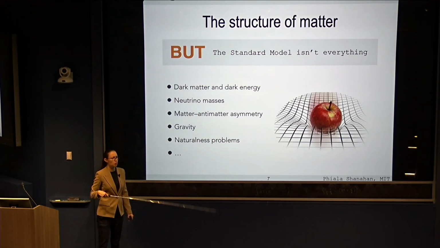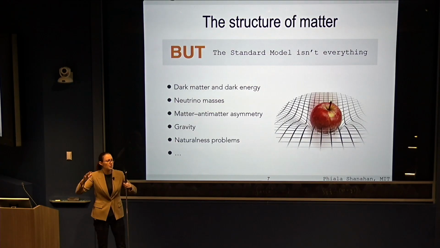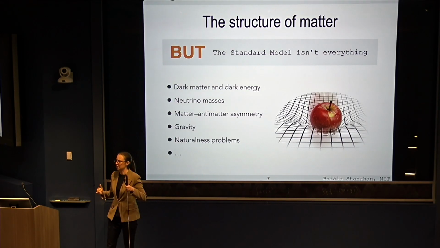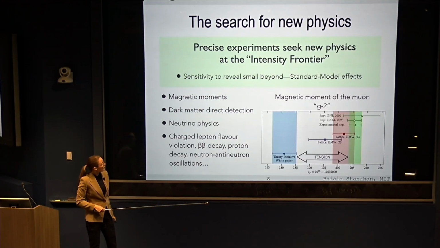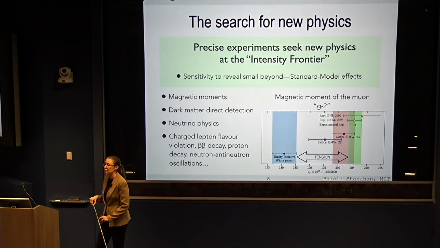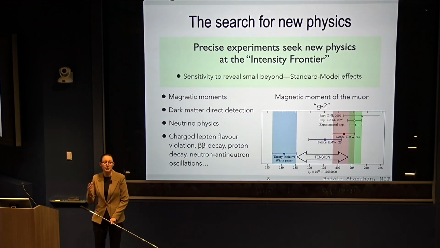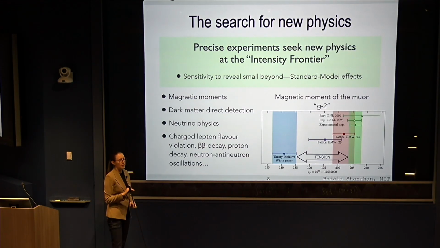There are naturalness problems. Why is there such a discrepancy between the weak and the gravitational scales? Right? So there's lots of reasons we know the standard model is not complete. And so we invest huge amounts of effort as a physics community to try to find and understand those places where our understanding breaks down.